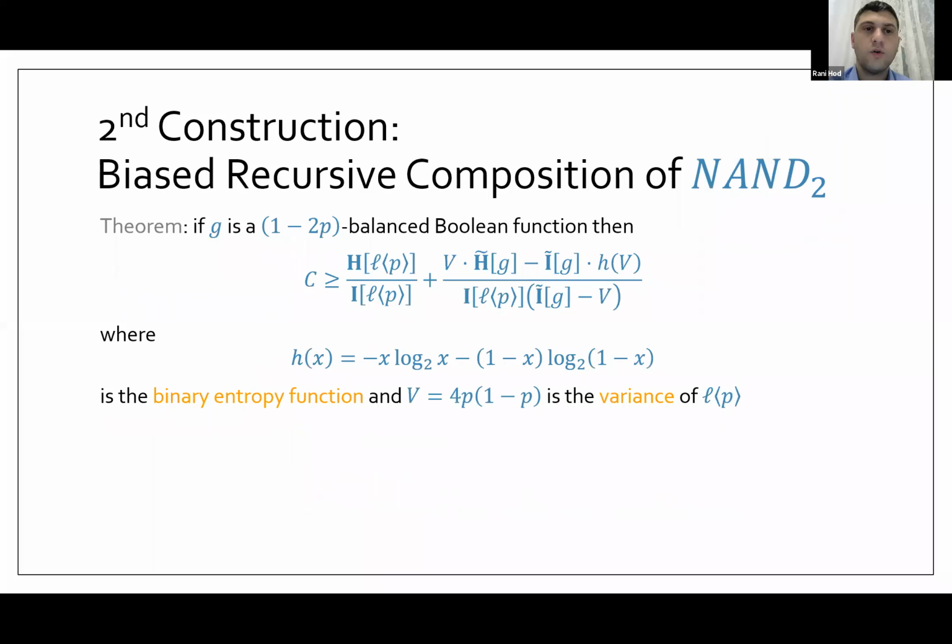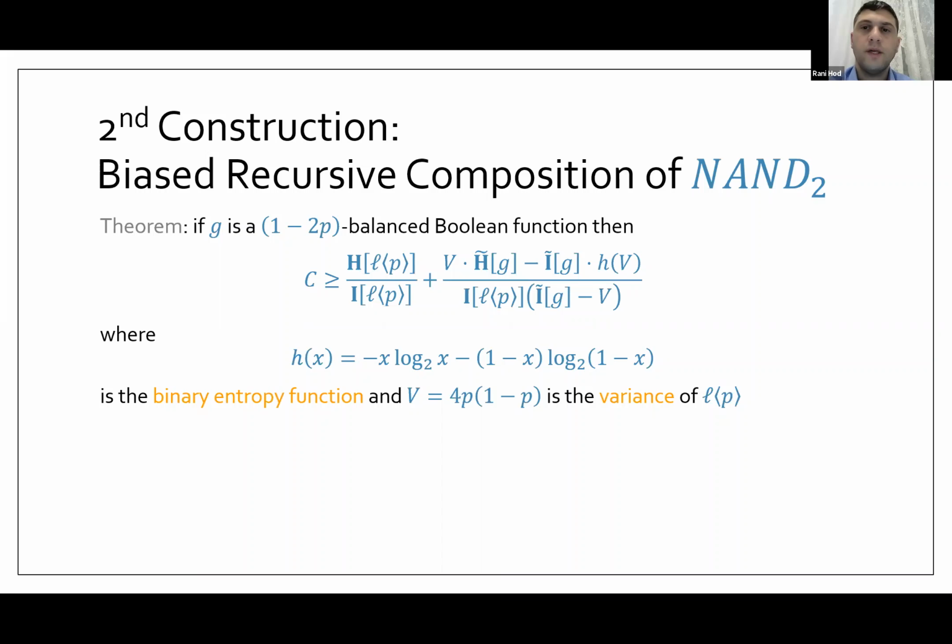And we can also correlate the influence and the entropy of this function that we get from the recursion, from the bias recursion. We can get another lower bound on C. So if we do this, this is just a generalization of the recursive composition theorem.